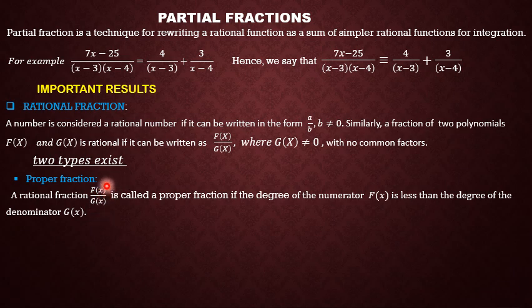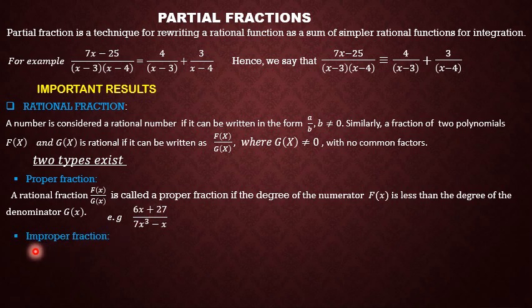Look at f(x) and g(x). g(x) is in the denominator, while f(x) is in the numerator. If the degree of f(x) is less than the degree of g(x), that fraction is called a proper fraction. In a similar manner, if the degree of f(x) is greater than or equal to the degree of g(x), that fraction is called an improper fraction. For example, we have (6x + 27) divided by (7x^3 - x). You notice that the power of x in the numerator is 1, while the power of x in the denominator is 3. So this is a proper fraction.